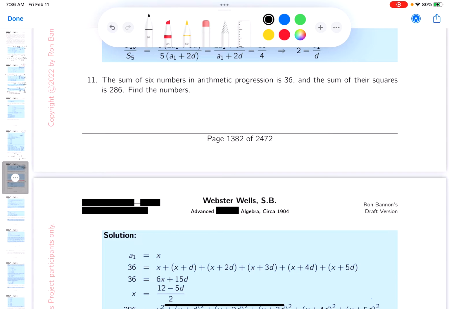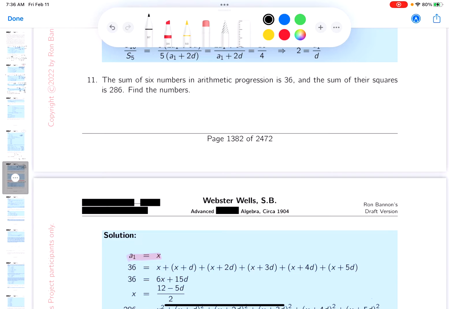So the first one says the sum of six numbers in an arithmetic progression is 36. So I'm going to say the first number in the arithmetic series, I'm just going to call it A1, would be equal to X. And I clearly see that right over there. And then the question is, what are you going to do next? Well, if that's the first number in the arithmetic progression, what's the next number going to be? Well, it's going to be X plus D.